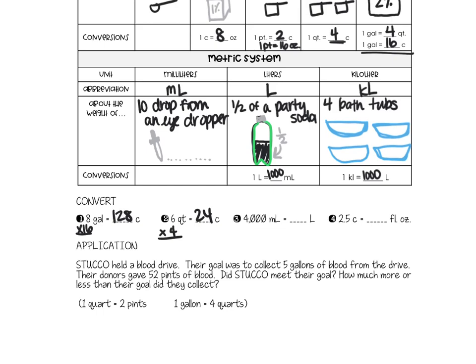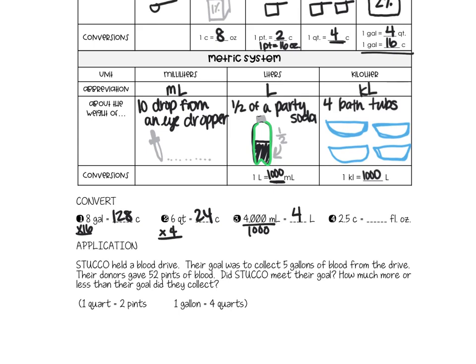3, we have 4,000 milliliters. How many liters would that be? Okay, well, I want to actually divide this one because I know there's 1,000 milliliters in 1 liter. So if I divide 4,000 by 1,000, I get 4 liters.